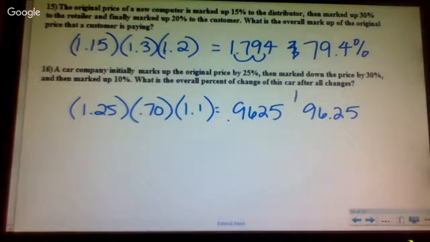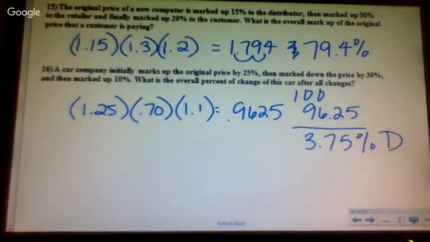As a decimal 0.9625 is 96.25%. It's actually less than 100. So to find out how much, we have to subtract it from 100. So it's a 3.75% decrease. It's less than 100 by 3.75%. So it is a decrease.